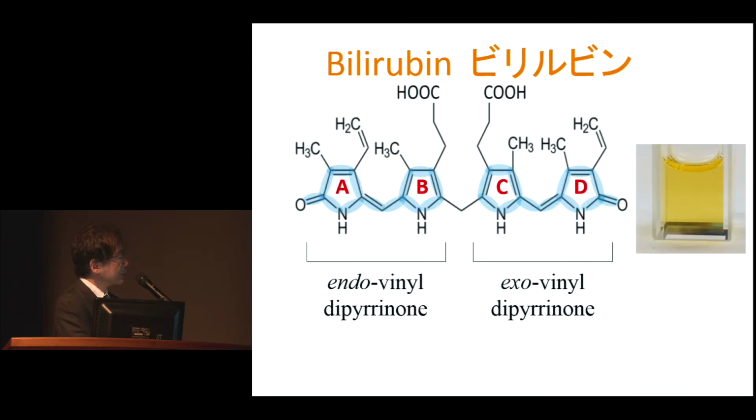Bilirubin has 4 pyrrole rings, A, B, C, and D. The rings A and B are pi conjugated, likewise C and D. These 2 dipyrroles absorb blue light. As a result, bilirubin looks yellow.